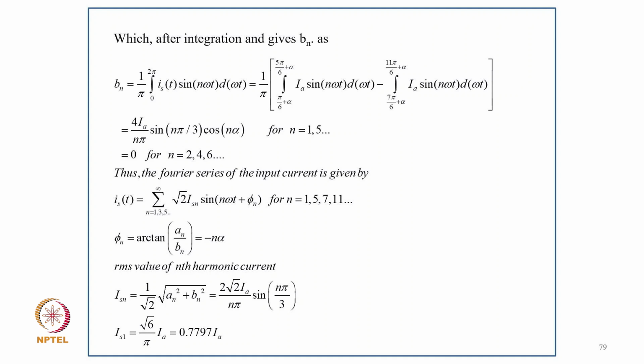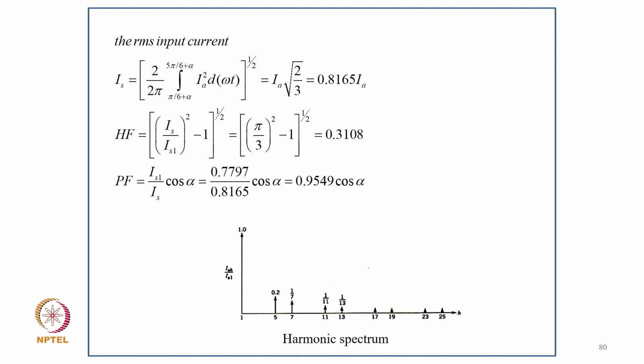root an square plus Bn square, that becomes 2 root 2 I upon n pi sin pi by 3, and Is1 equals root 6 upon pi into Ia, that is 0.7797 Ia, and the RMS input is Is equals 1 upon root 2 pi integral 0 pi by 6 plus alpha to pi by 6 alpha Ia square d omega t to power half, and that is Ia into root 2 by 3, that is 0.8165 Ia, and the harmonic factor THD equals in bracket Is upon Is1 square minus 1 power half, and that is equal to pi by 3 square minus 1 to power half equals 0.3108, and the power factor is Is1 upon Is cos alpha, and becomes 0.954 cos alpha.